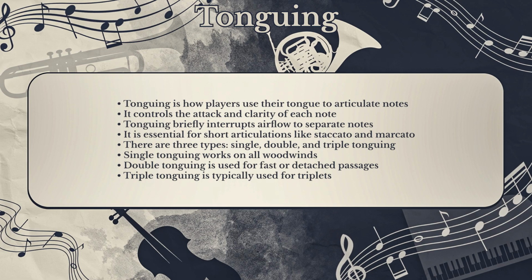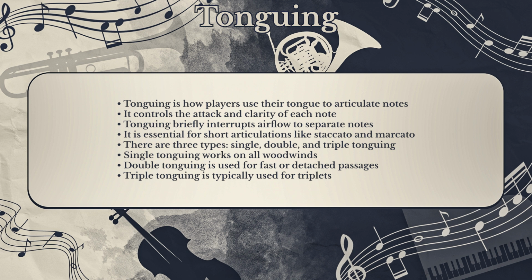Tonguing refers to the way a player uses their tongue to articulate notes. It helps define the attack and clarity of each note. Tonguing involves briefly interrupting the airflow with the tongue to separate notes. This technique is essential for articulations with short, separated notes like staccato and marcato.